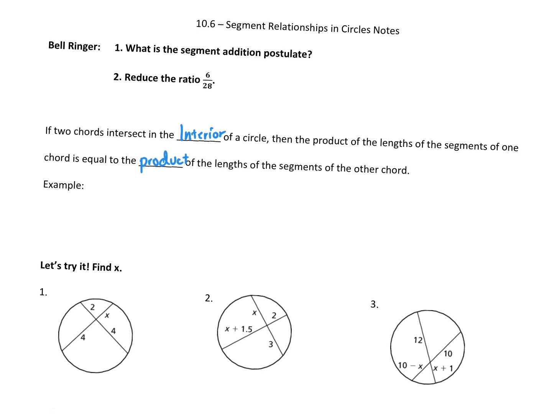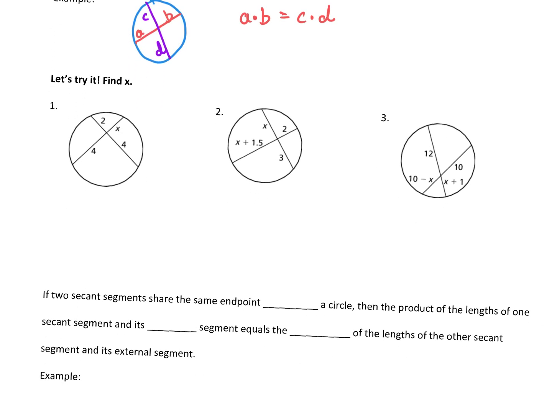So what that means, if I had a circle here, and we'll say here's a chord, here's a different chord. If this was A and this is B and this is C and this is D, A times B would equal C times D. Okay, so let's try that out.